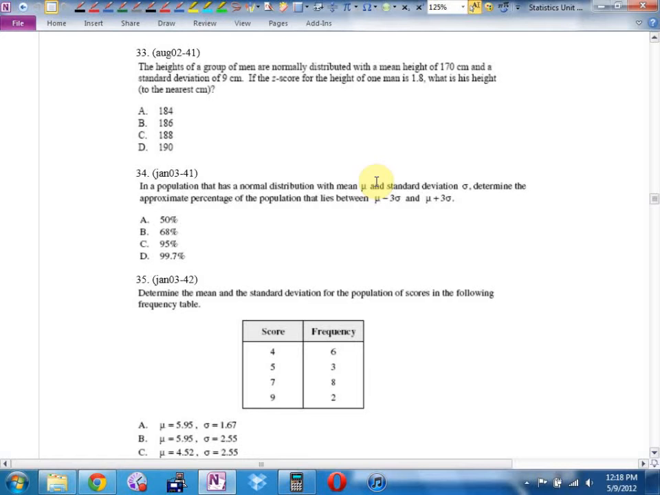Okay. Number 34 says, in a population that has a normal distribution with a mean mu and a standard deviation sigma, determine the approximate percentage of the population that lies 3 standard deviations left and 3 right. What this is really asking, by the way, is do you remember that 68, 95, 99.7 rule that we looked at? The answer is going to be 99.7, but I told you, I did, you don't have to memorize that. I said you can always work your way around it, and you can.